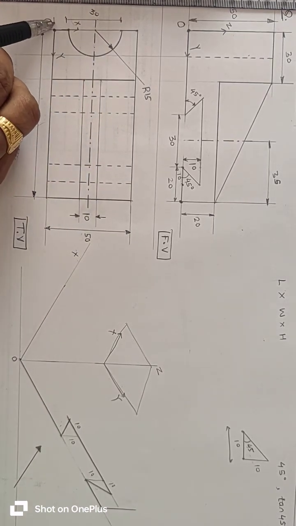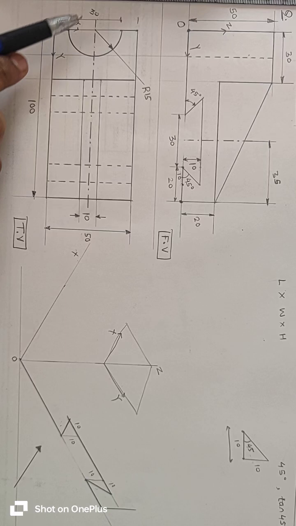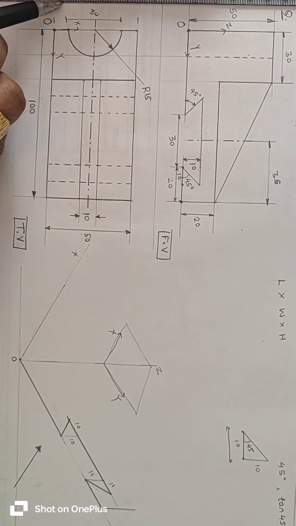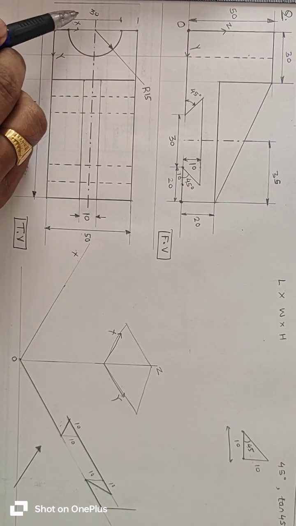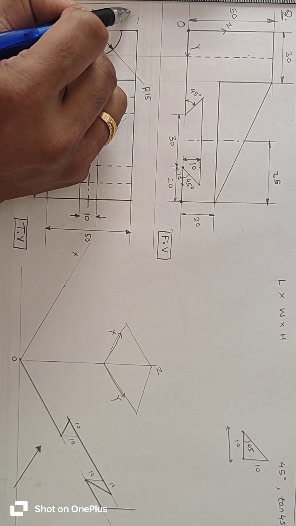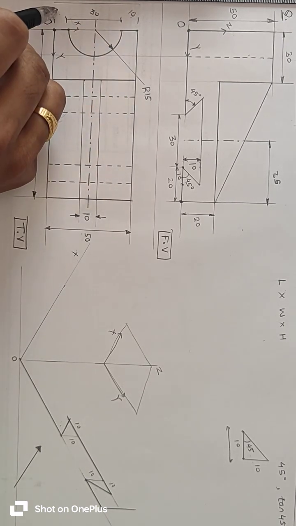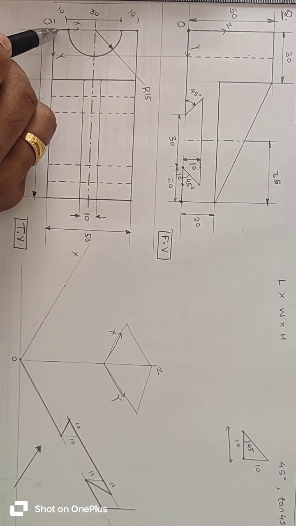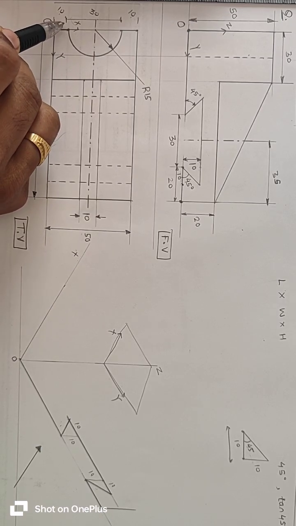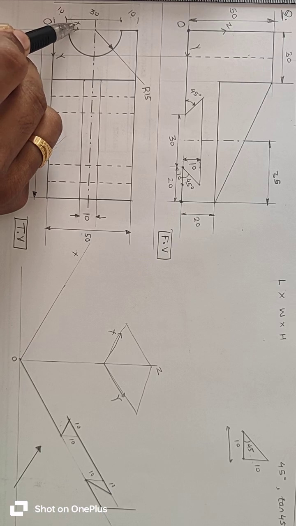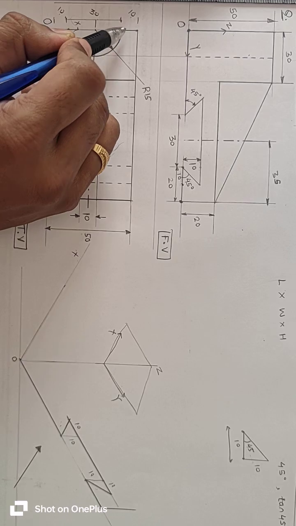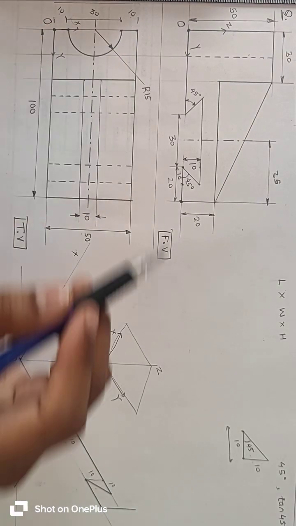So this distance will be 50 minus 30 upon 2, because the total length is 50, this length is 30, and these two distances are equal. 50 minus 30 is 20, upon 2 is 10. So this is 10 and this is 10. So this point is at a distance of 10 mm away from the origin along the x direction. Then the next point is at a distance of 10 plus 30, that is 40, and the last is at 50 mm distance.